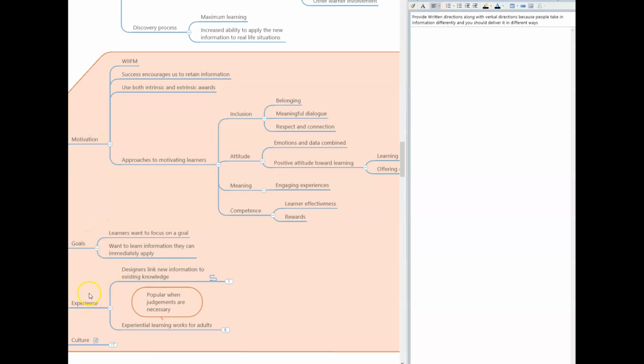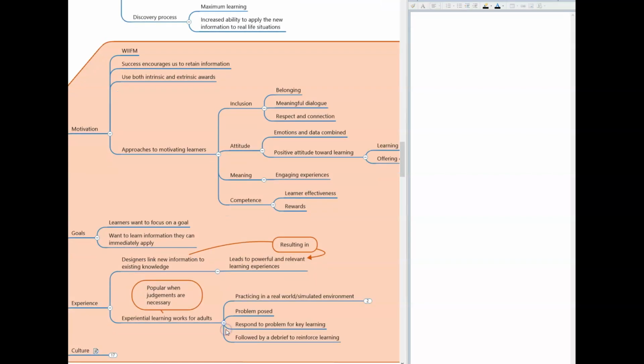After motivation and goals is experience. Designers link new information to existing knowledge. And this results in leading to powerful and relevant learning experiences. Experiential learning works for adults, and it's especially popular when judgments are necessary.